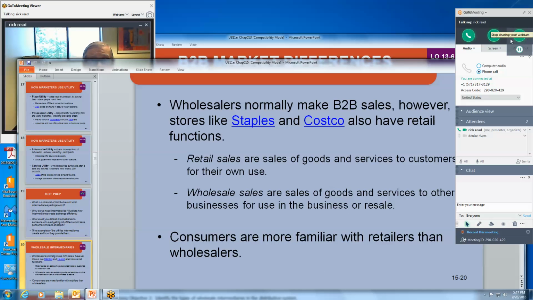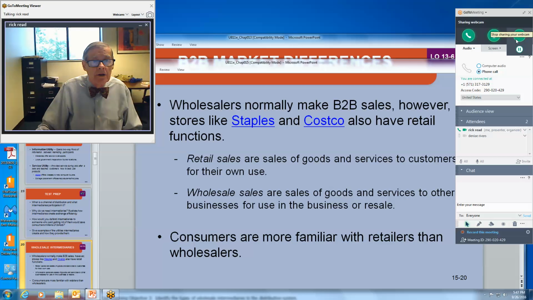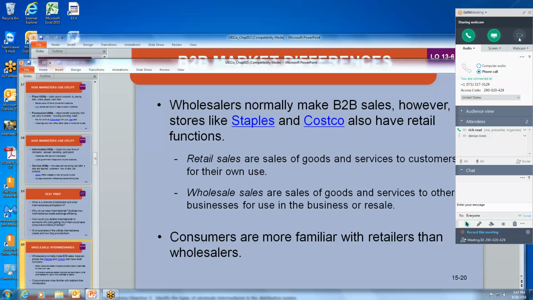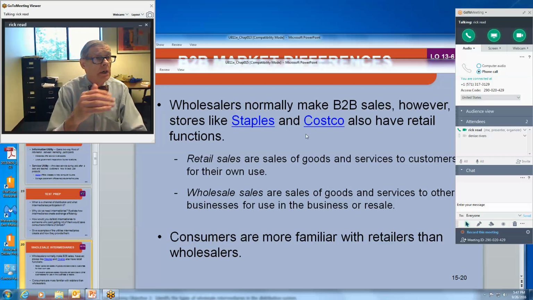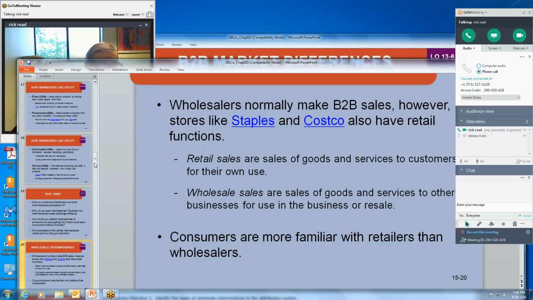Now, there are wholesale intermediaries. We've talked about those. For the most part, they make business-to-business sales. But as mentioned here, notice that Costco and Staples perform both the wholesale side of the business and also retail. We consumers know more about retailers because that's what we do for the most part. But sometimes we use a wholesaler and we may not realize it. Ordinarily we don't, but so often we do.